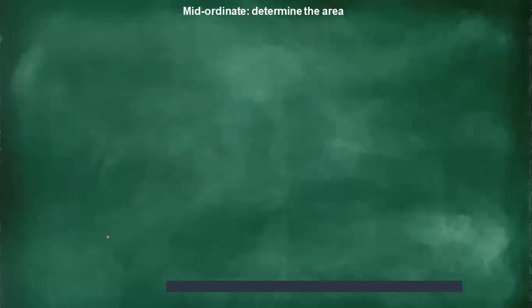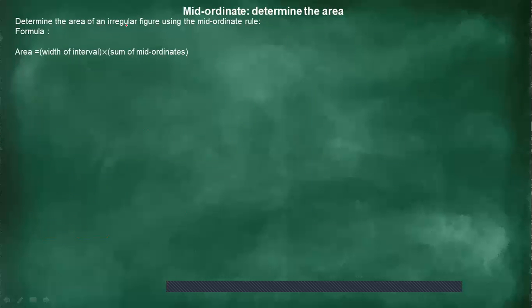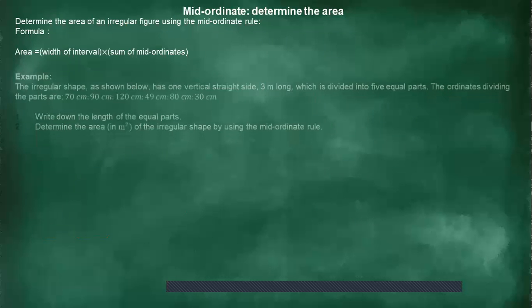The mid-ordinate rule to determine the area. Determine the area of an irregular figure using the mid-ordinate rule. So this is the formula that we're going to use to calculate the area of an irregular figure. Now let's see how we do that.